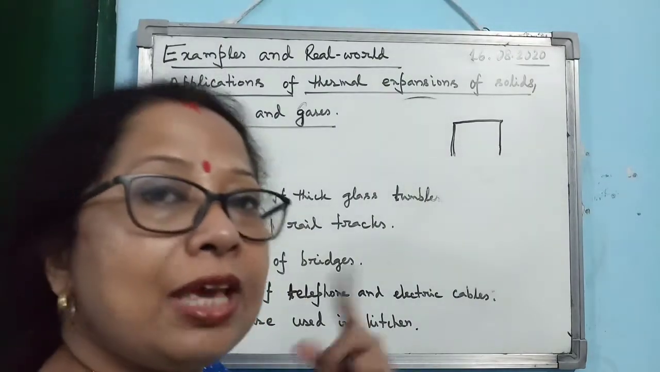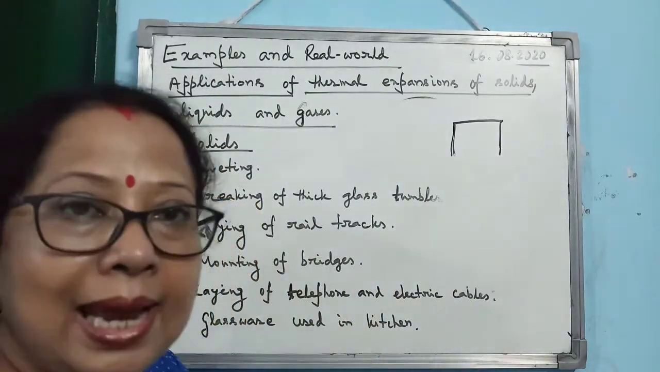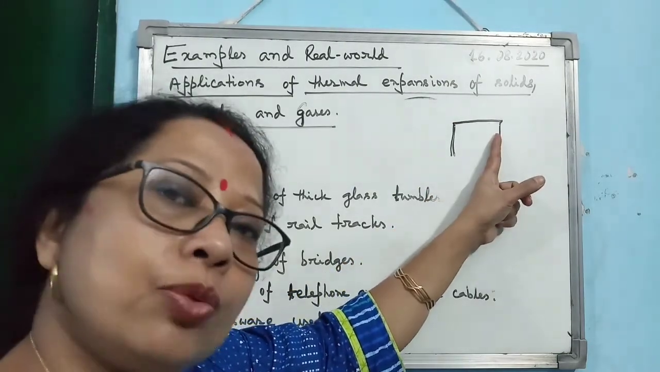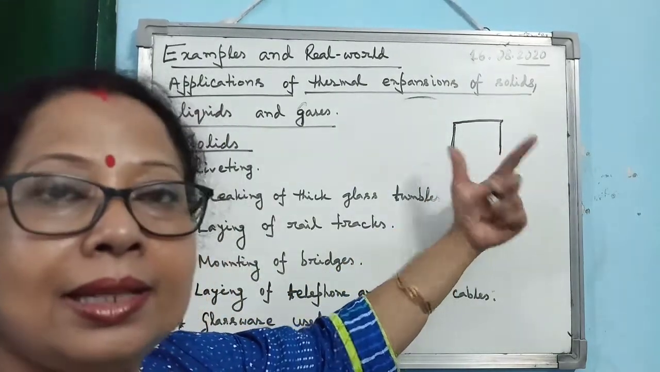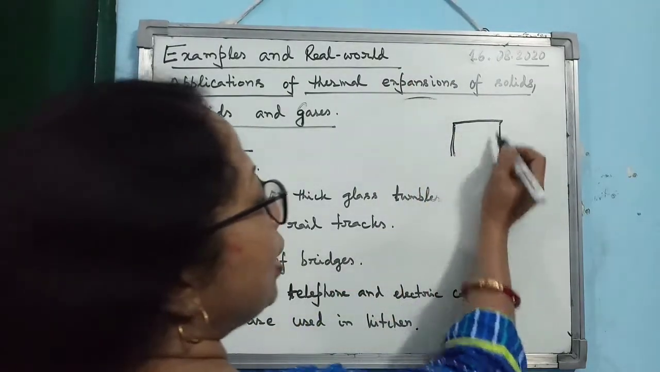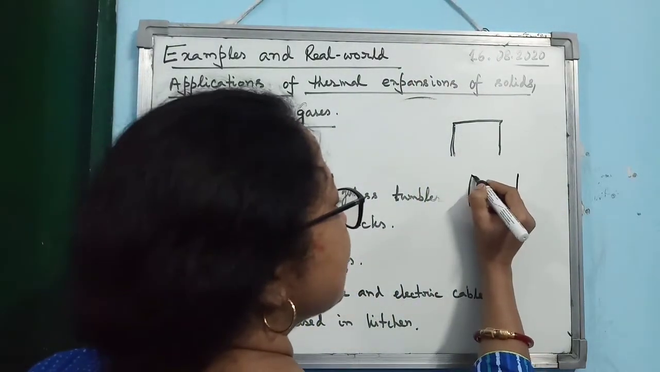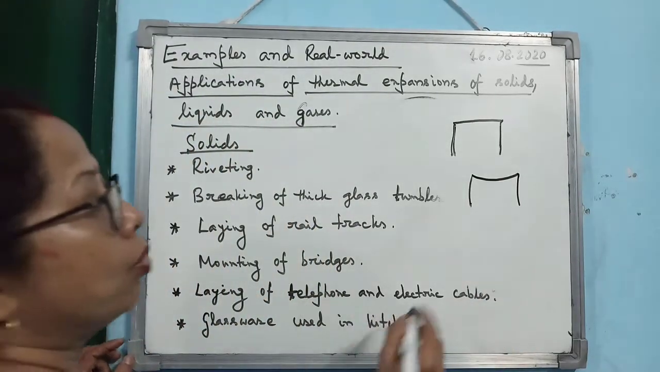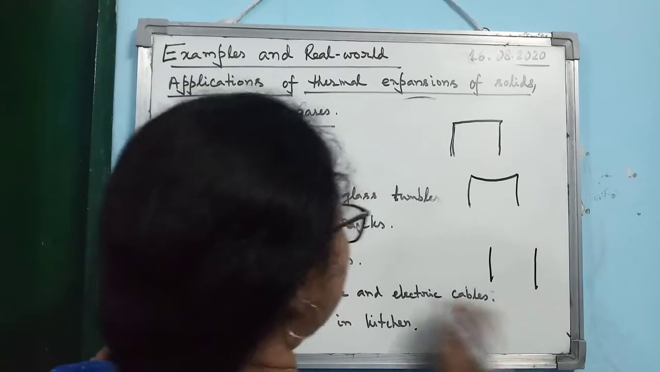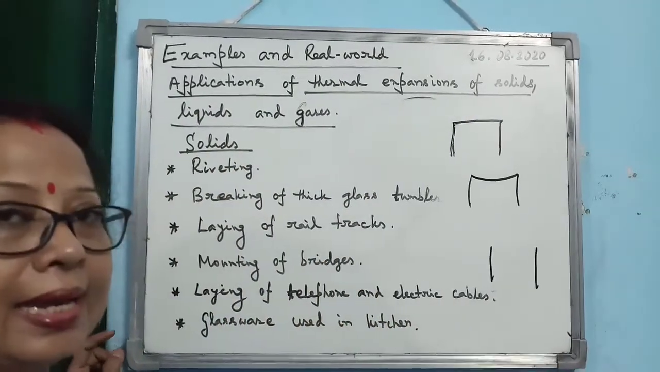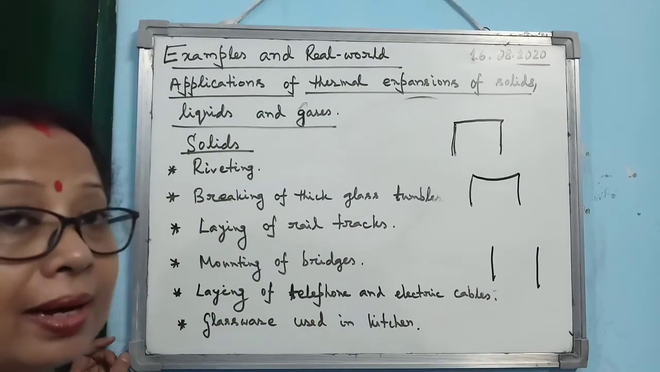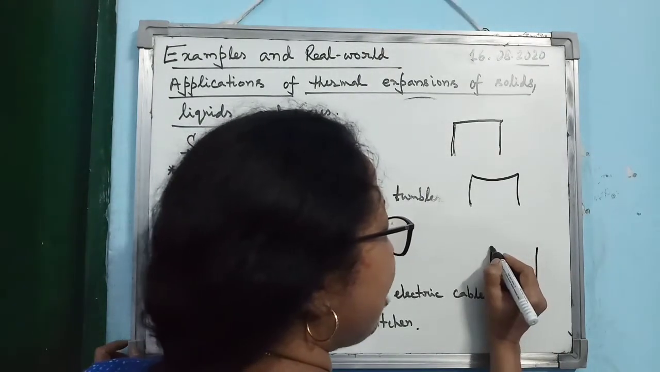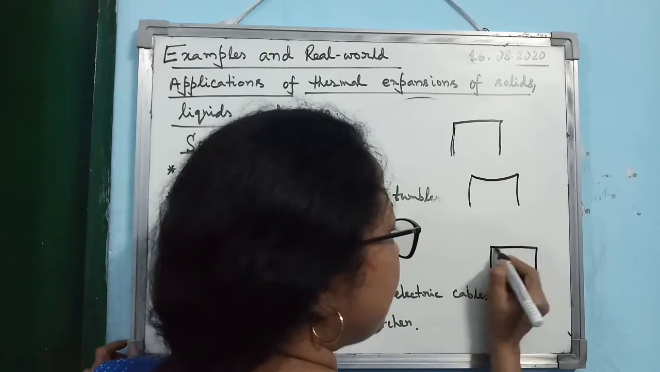That's why if the cable is laid in winter, it is tightly connected, because in winter it is already contracted. Then during summer, when it expands, it will just sag a little bit. Is that clear? Now, if the electric or telephone line is laid during summer, it is never put straight.